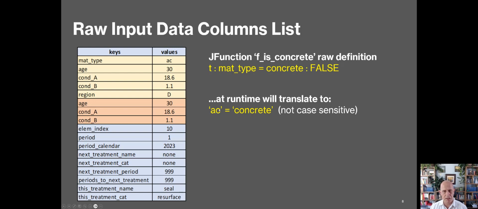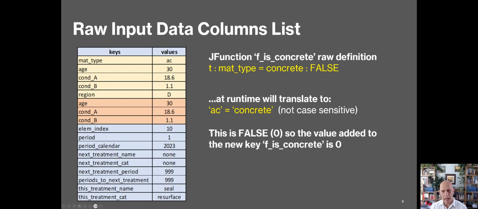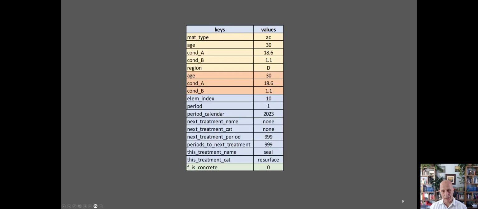Now obviously this is not true. The word AC does not equal the word concrete, and therefore this equality will have a value of 0, meaning false, once it's evaluated, and that value will be added against the new key, which is the key of the J function after it has evaluated. So basically, after that J function has evaluated, it is going to add the new key value pair there with its value, which is 0, meaning false.